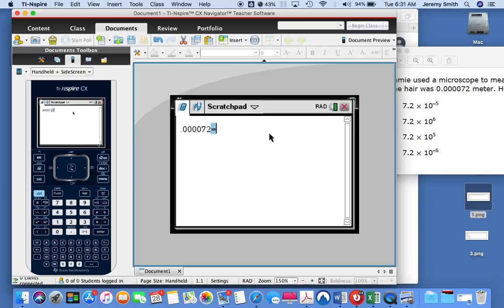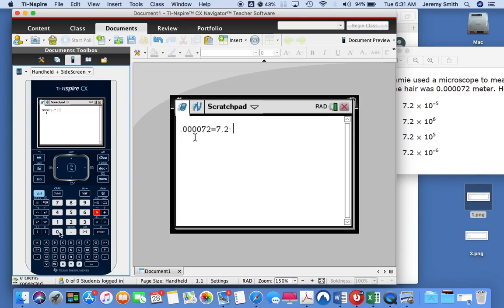Alright, so I'm going to make it equal to this right here to see if it is true or not. So 7.2 times 10 to the negative 5. Alright, so that says true. So now what I need to do is I always want to go through all of them just to be on the safe side, because sometimes we're going to notice a little bit later on that even though a problem may be true, the coefficient may not be between 1 and 10, so that doesn't make it the correct standard notation to scientific notation.